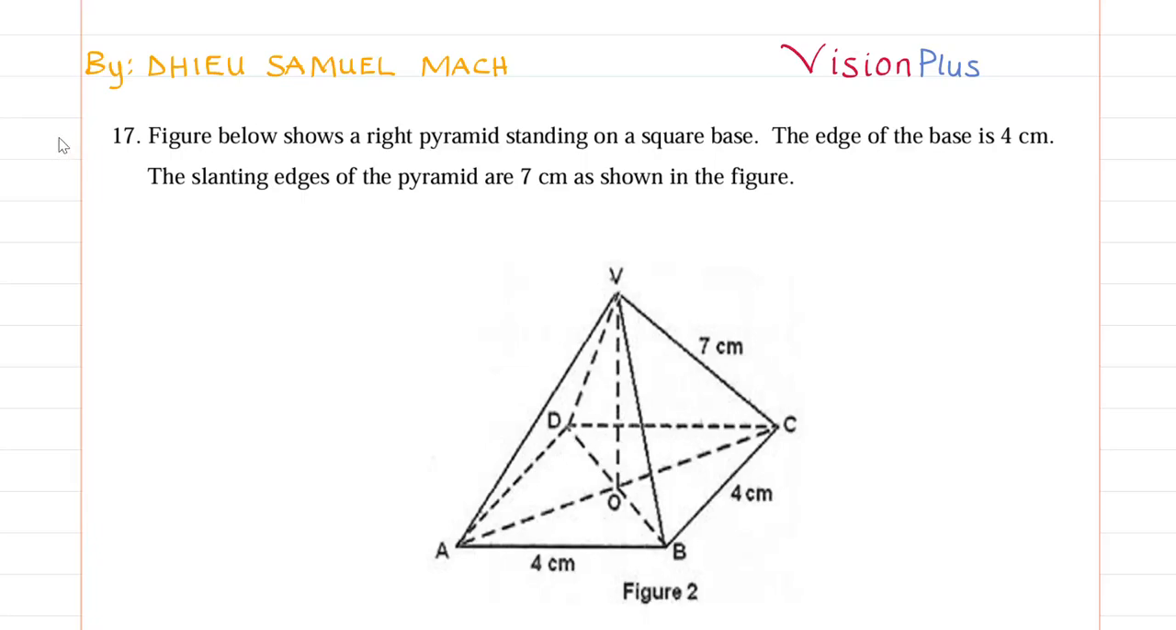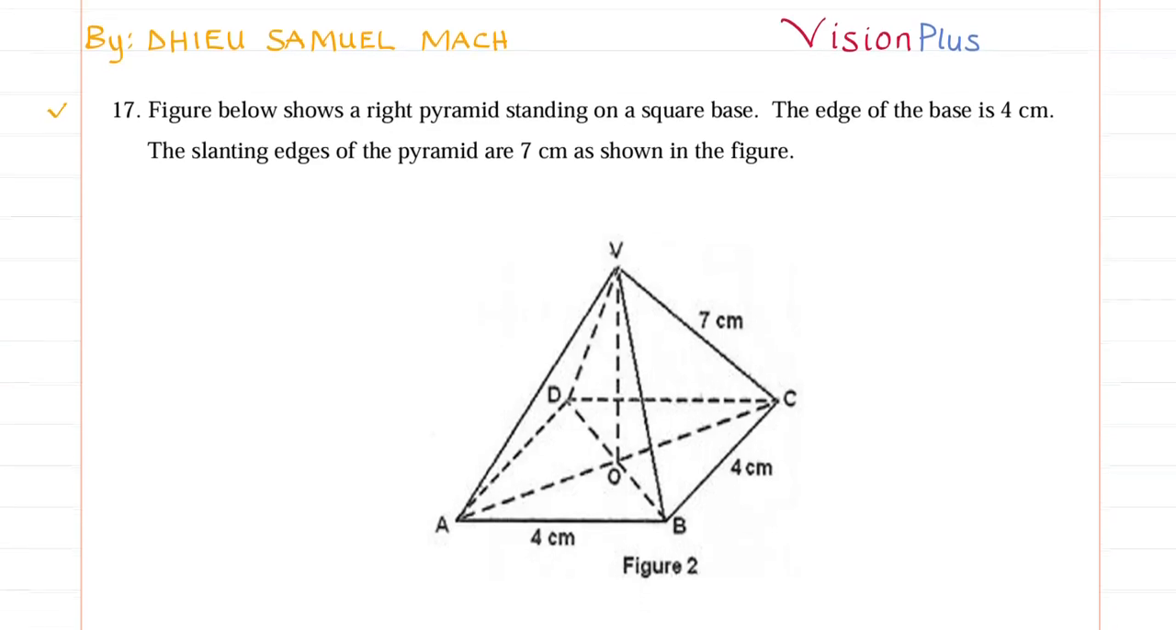The last question of this paper. The figure below shows a right pyramid standing on a square base. The edge of the base is 4 centimeters. The slanting edges of the pyramid are 7 centimeters as shown in the figure below.